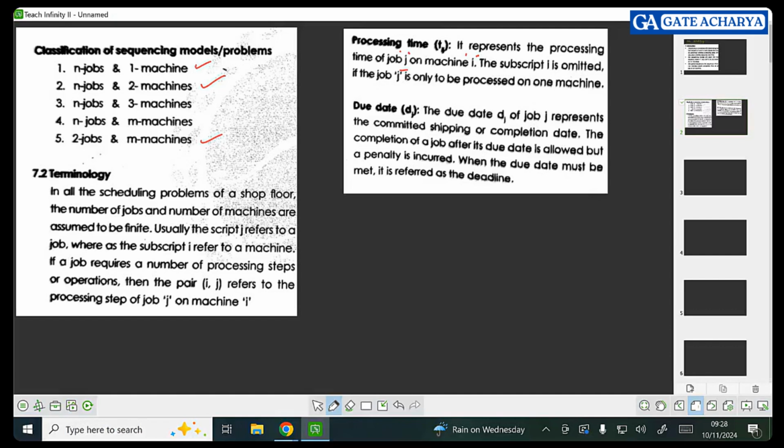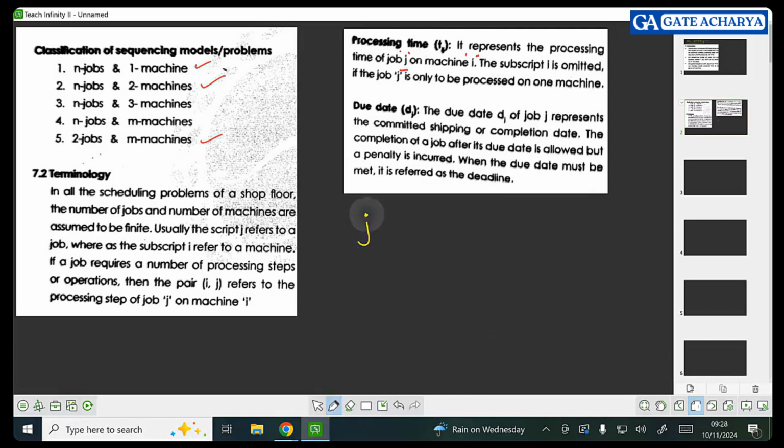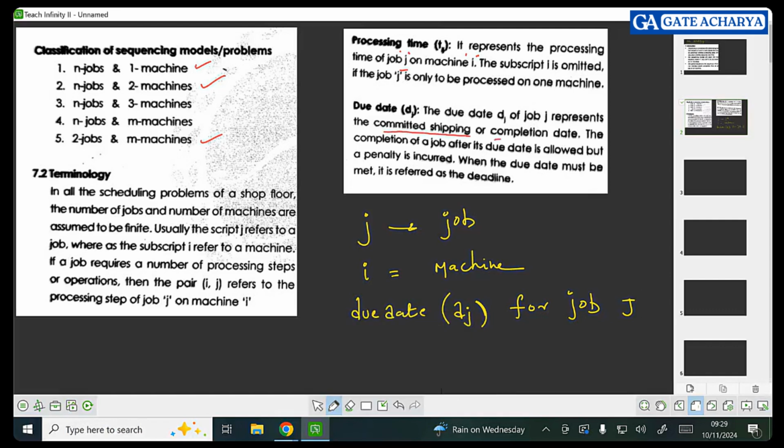Next, due date. Due date is d_J. It's better to write it. Now J we consider as a job, and I we consider as a machine. Where due date d_J for job J represents the committed shipping or completion date. So when you are committed to a shipment or completion date, we call it a due date.